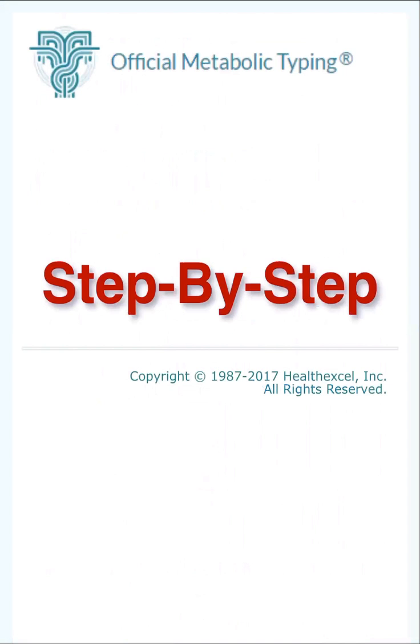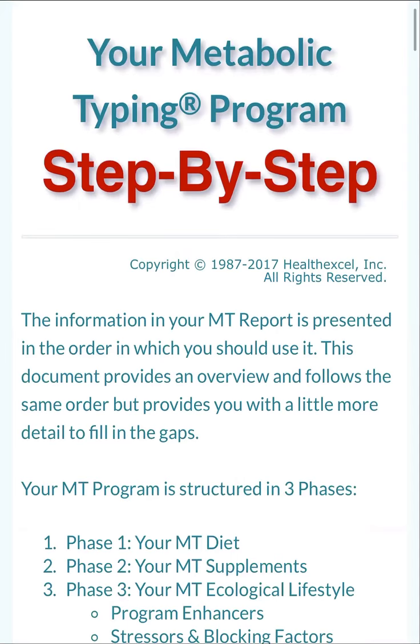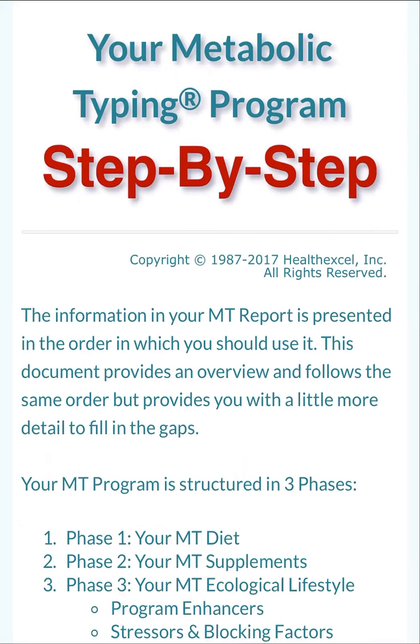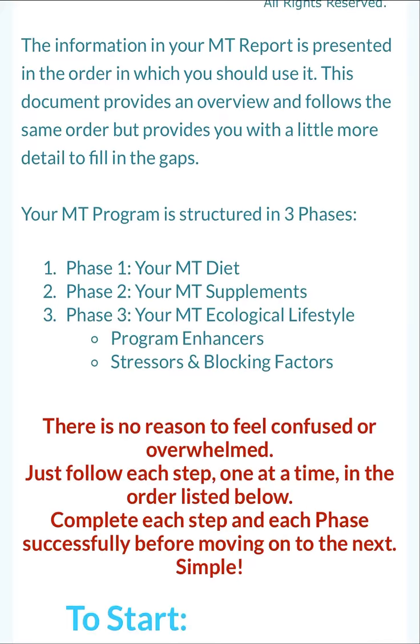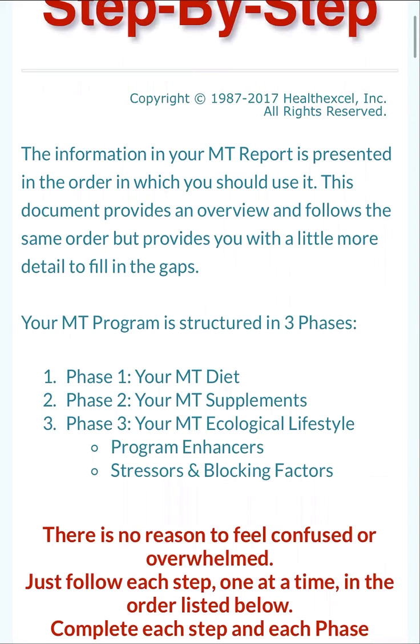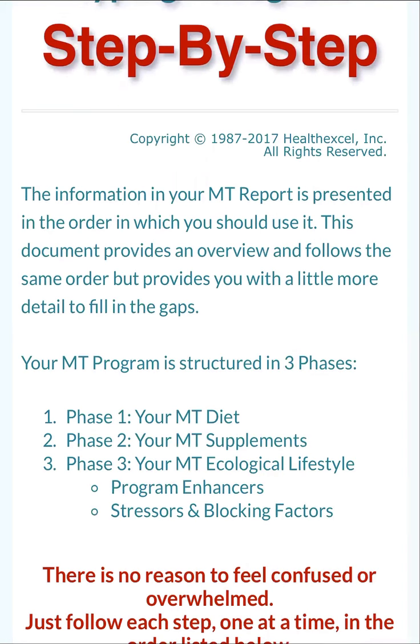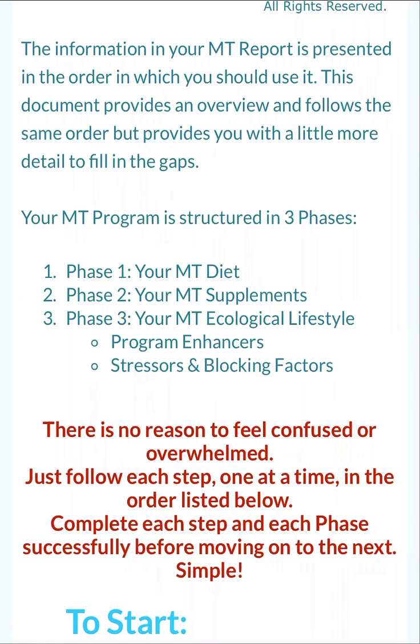Okay, step by step. We have a step-by-step guide on getting started, right? So it says that our MT report is presented in the order in which we should use it, right? So there are different phases. There's phase 1, your MT diet, phase 2, your supplements, and then phase 3, and finally phase 4.